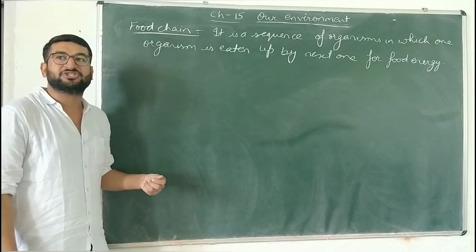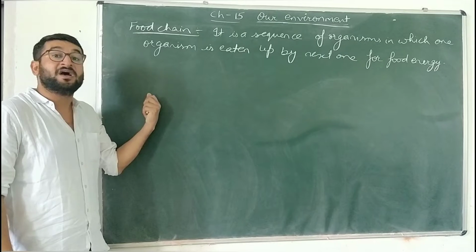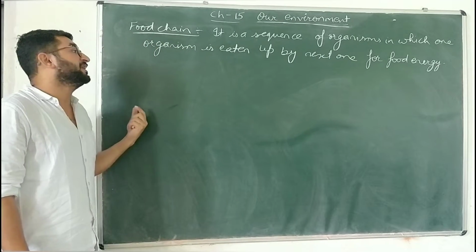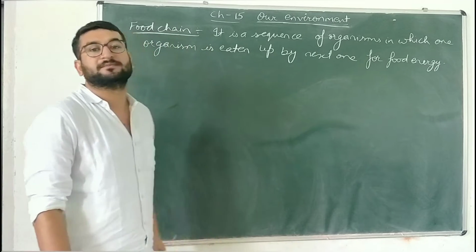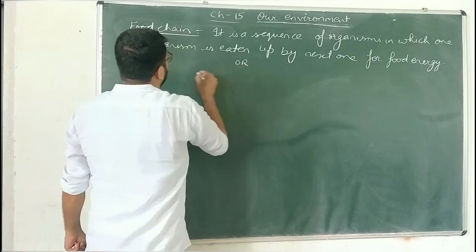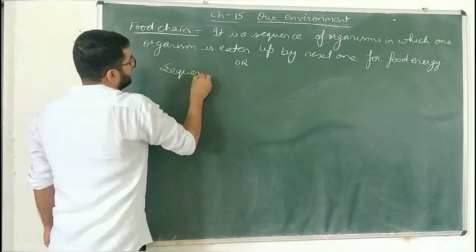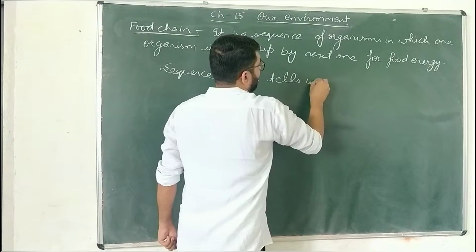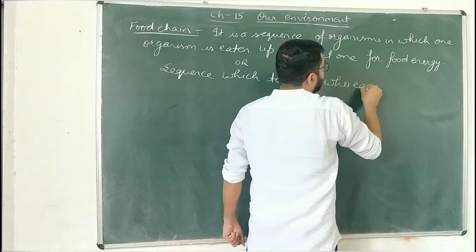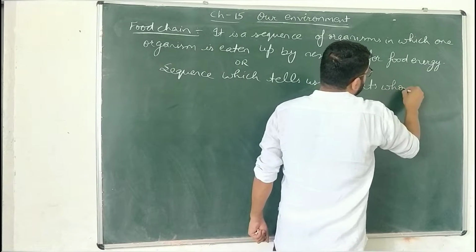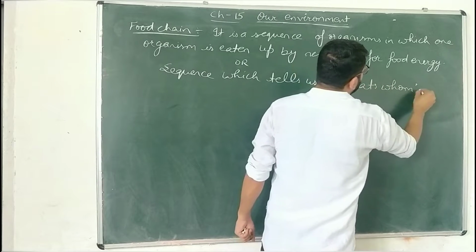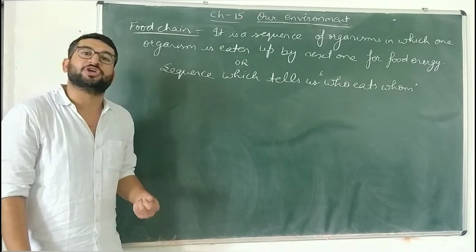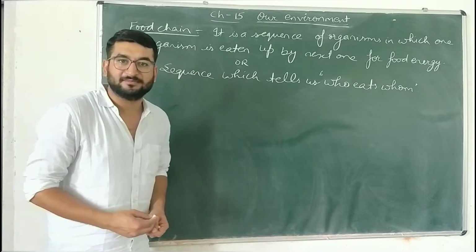ये एक ऐसा सीक्वेंस है बच्चे जिसमें एक ऑर्गेनिज्म अगले के द्वारा खाया जाएगा. One organism eats up the other one in a sequential manner, that is a food chain. Or you can say a sequence which tells us who eats whom, who is going to eat whom. That sequence telling is referred as a food chain. उसे हम food chain कहते हैं.